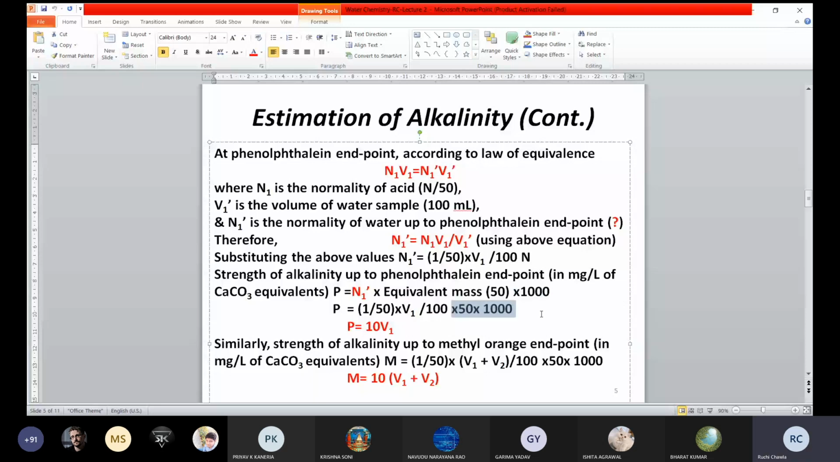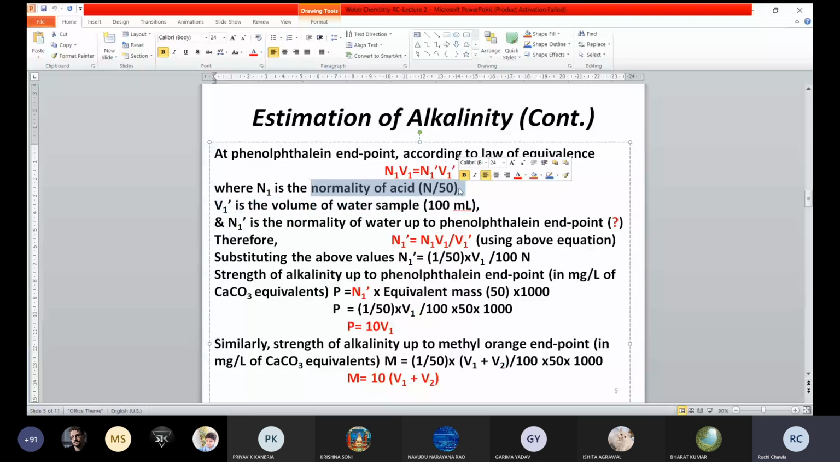And what has been done in the next step? We are calling the strength up to phenolphthalein endpoint as capital P. And you will substitute the value of N1 dash from above. When you solve, you will get P is equal to 10V1. So this equation is just telling you that there is a direct relationship between burette reading and the strength. This number 10 can change because it depends on the normality of the acid and the volume of water sample taken. If these two values are changed, this number 10 can change.